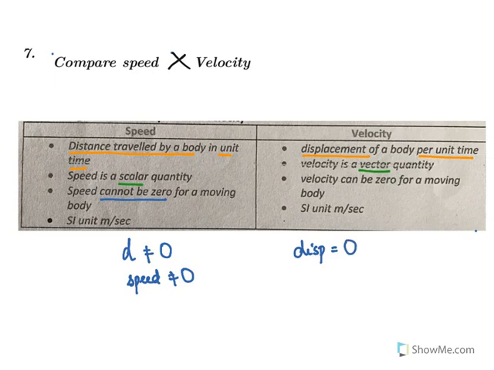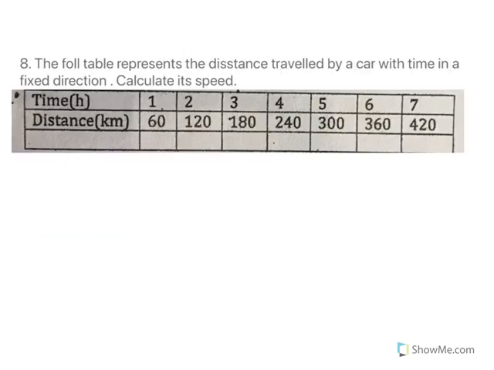And we know when an object goes and comes back to the same position, displacement is 0. So velocity also can be 0 for a moving body. Both have the same SI unit, meter per second. Here also meter per second.